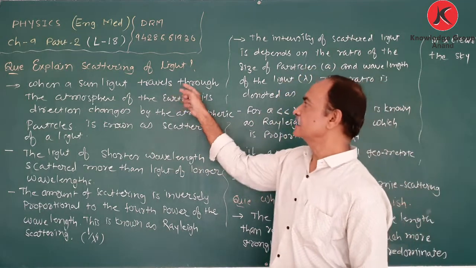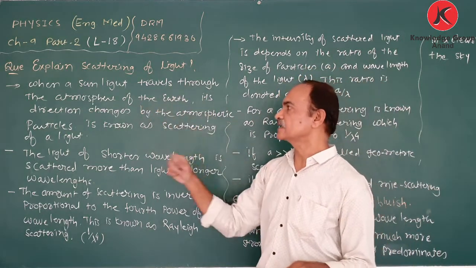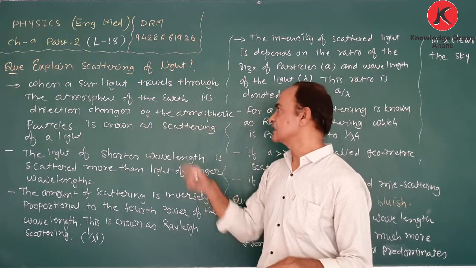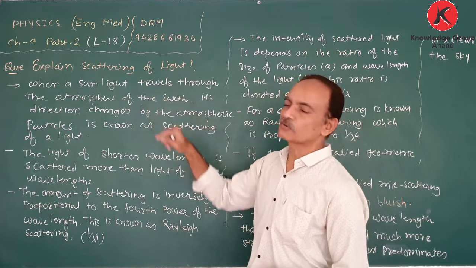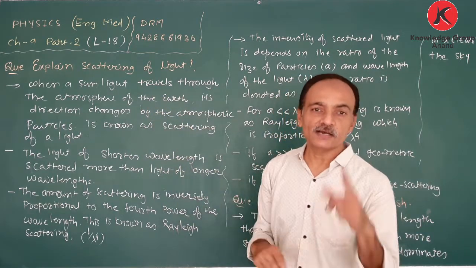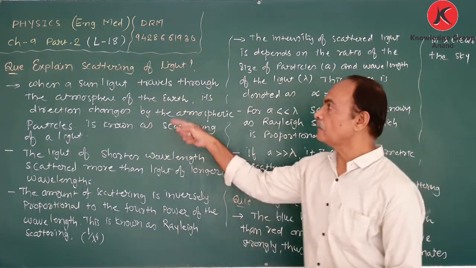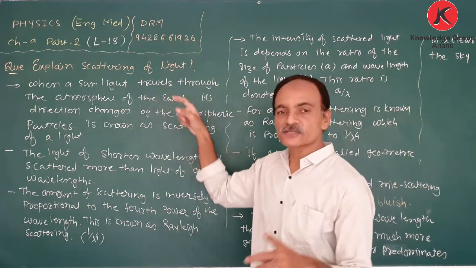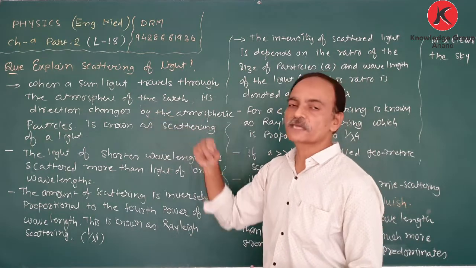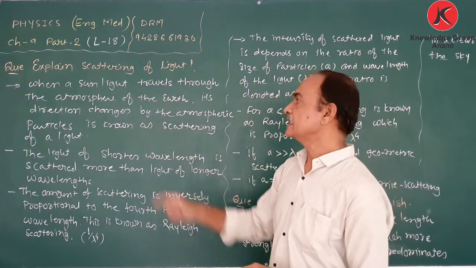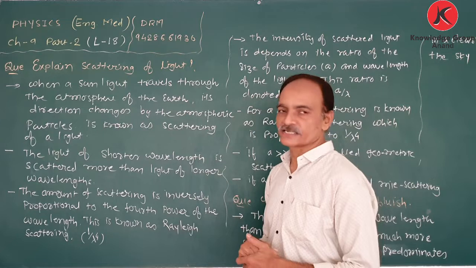When the sunlight travels through the atmosphere of the earth, its direction changes due to the atmospheric particles. This phenomenon is known as the scattering of light. Here also, the direction of the sunlight traveling through the atmosphere is continuously changing due to the atmospheric particles. And this phenomenon is known as scattering.